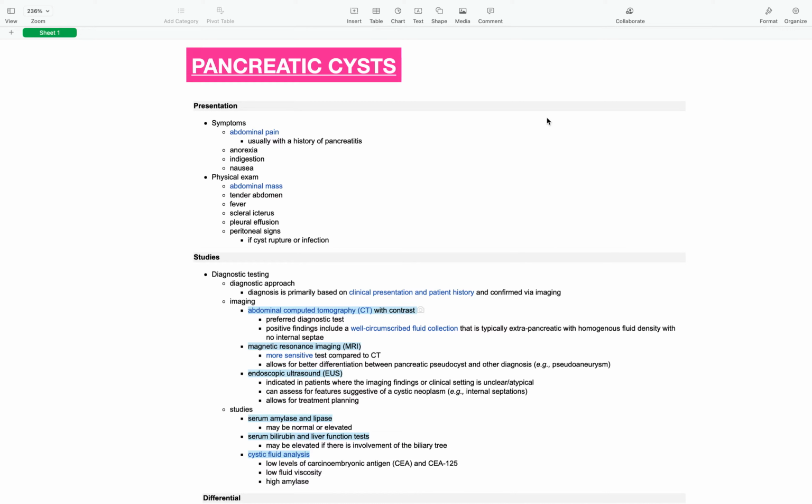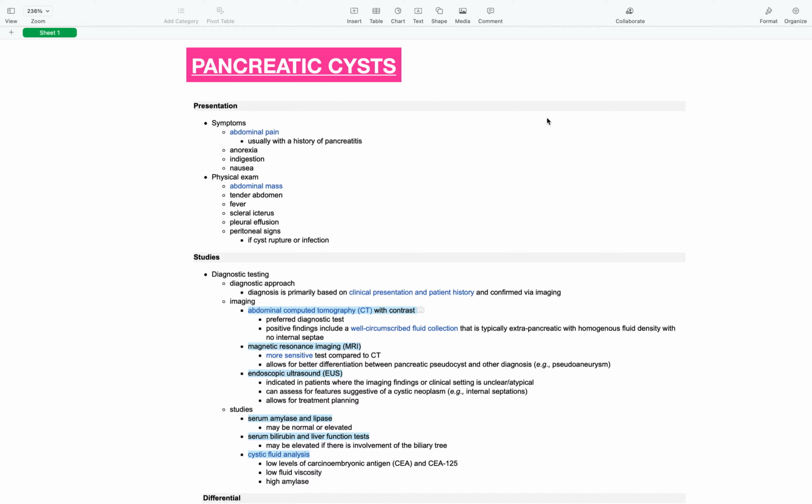Okay, so physical exam shows an abdominal mass in the epigastric area, a tender abdomen with sometimes fever if there are signs of infection, scleral icterus if there is obstruction of the biliary ducts, pleural effusions, and peritoneal signs if the cyst ruptures.